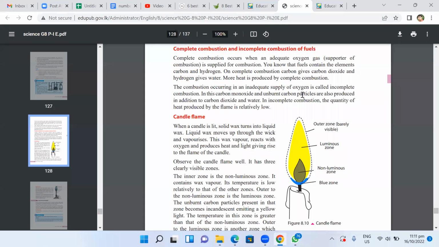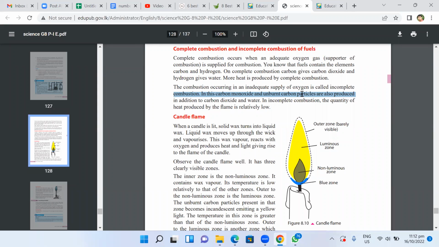Because of unburned material here. Even when combustion is incomplete, carbon monoxide and unburned carbon particles are produced. It's not carbon dioxide, it is carbon with one oxygen, carbon monoxide. Mono means one. Carbon dioxide means carbon and two oxygen. Carbon monoxide is carbon and one oxygen. That is the simplest way, right?